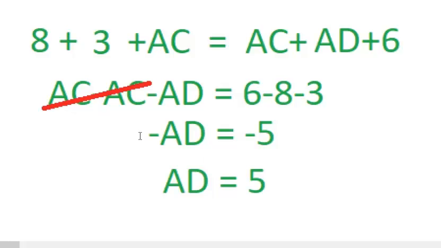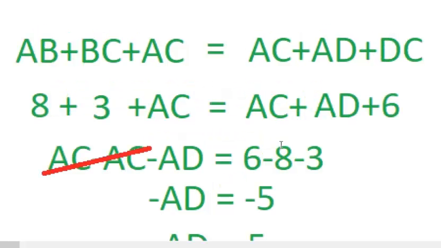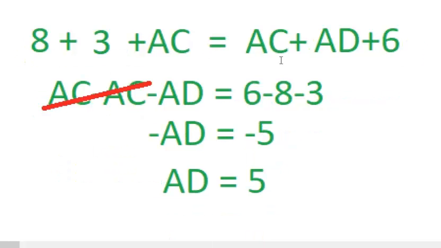You could divide by minus 1, but you're losing time. Remember, we're trying to do this as fast as we can. The goal of solving these exercises is not wasting a lot of time. Do them as fast as you can. So AD will be 5.